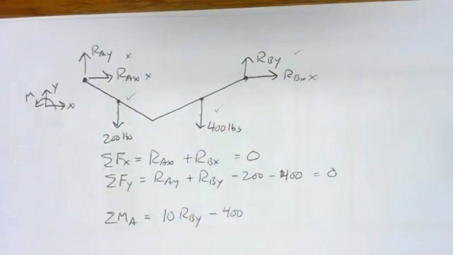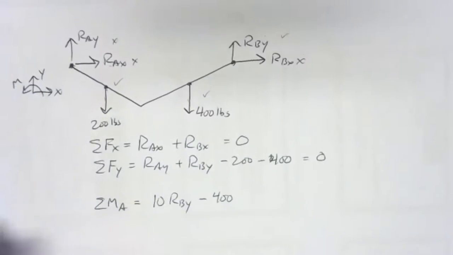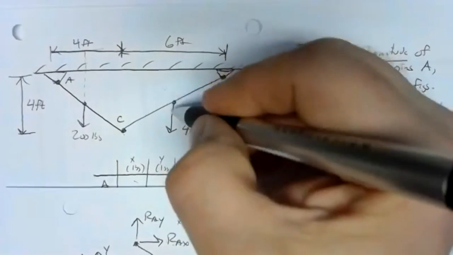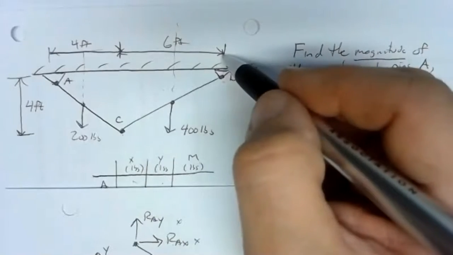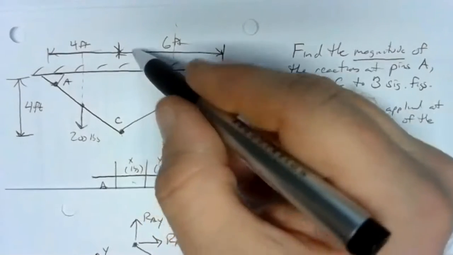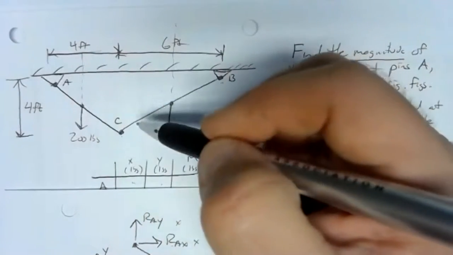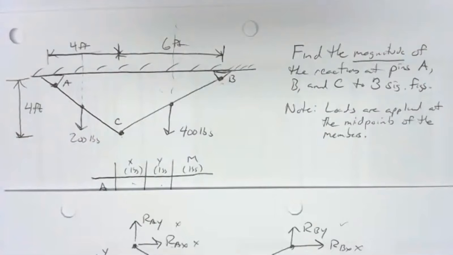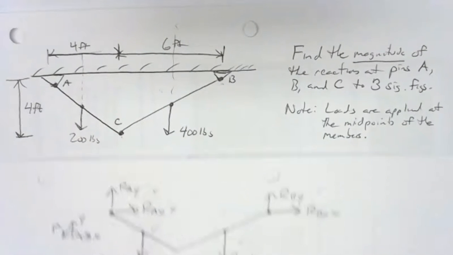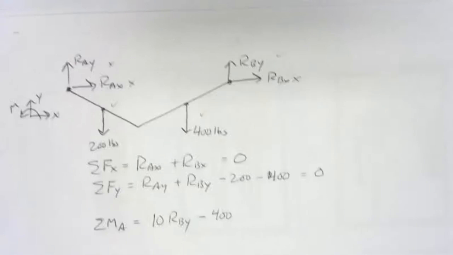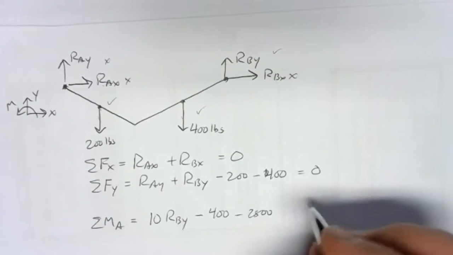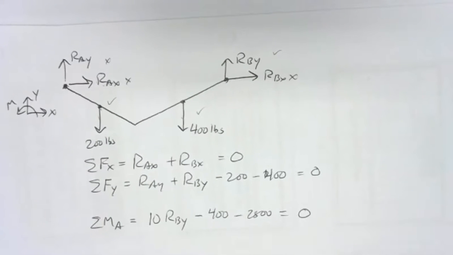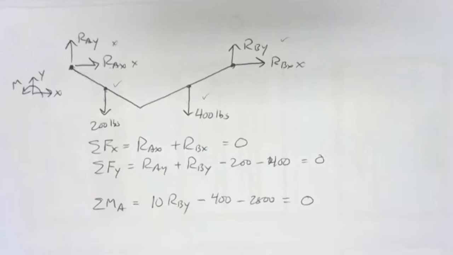And then we've got the 400-pound force. Its line of action is halfway through the 6-foot range. So that's 3 feet from C, but C is 4 feet from A. So 7 feet total. 7 times 400 is 2,800. So we have a negative 2,800 foot-pounds. No other forces with moments.